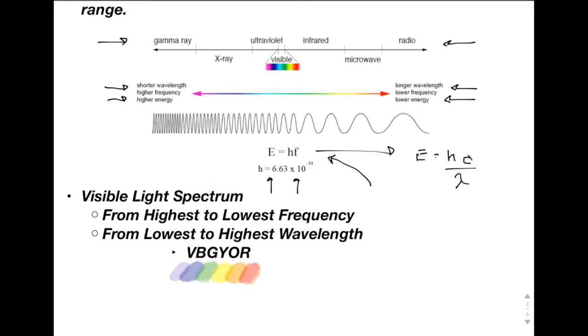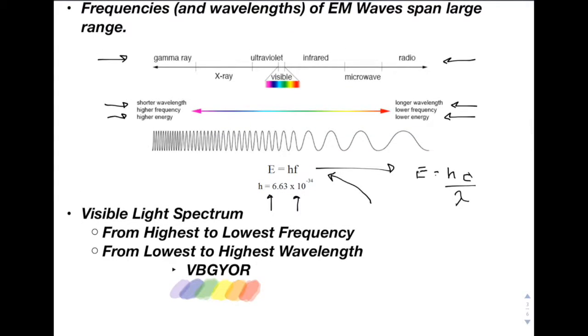So what you should also take away from this electromagnetic spectrum is that at the very center is the visible light spectrum, and this is all the light that we can see as humans.